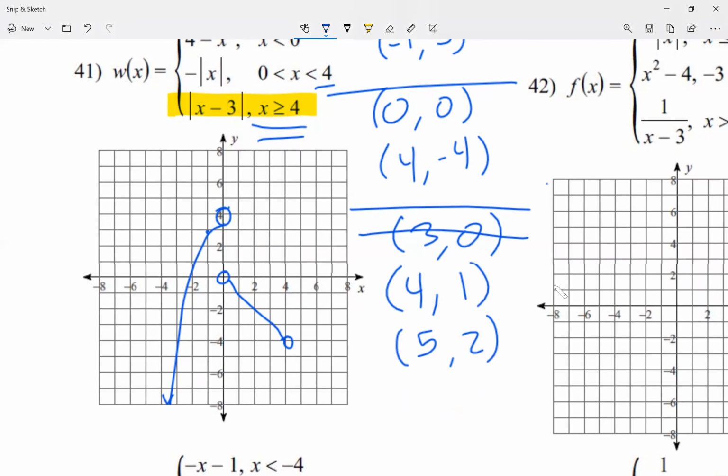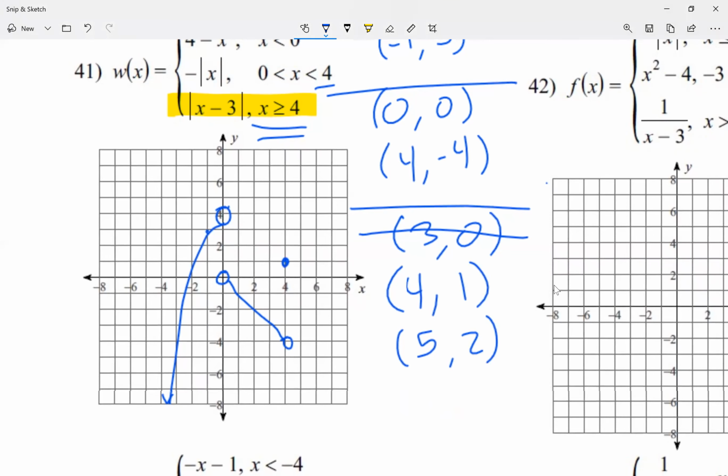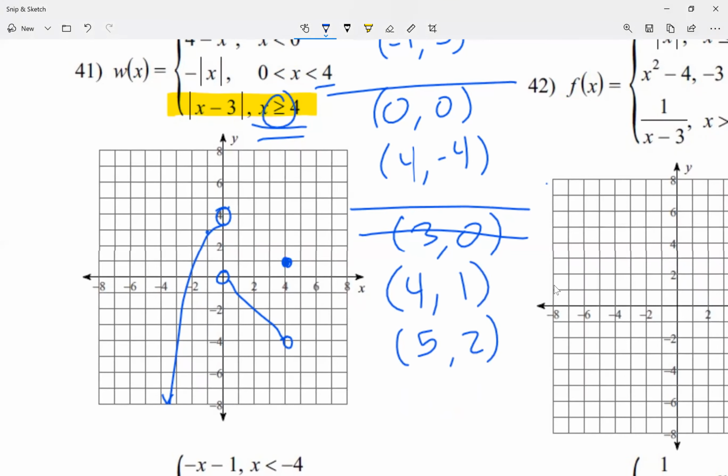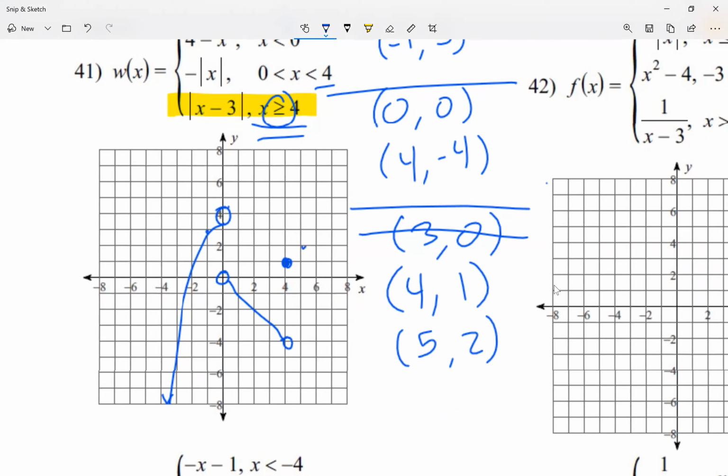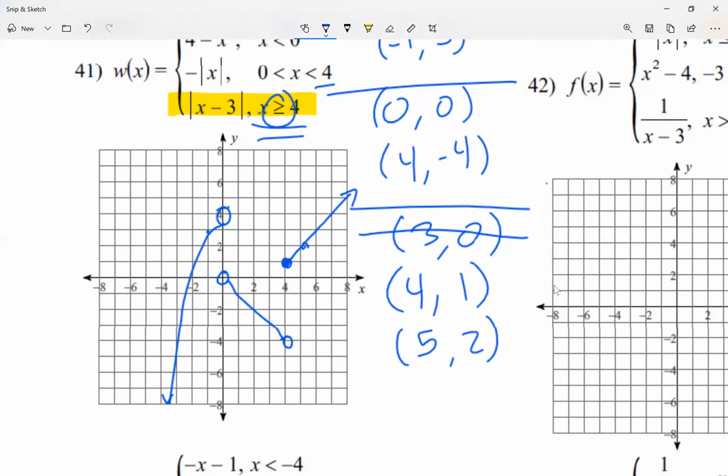My first point is a closed circle. How do I know it's a closed circle? Because of the inequality sign. My second point, 5, 2, that's just the point. I'm going to connect these. So it looks like that.